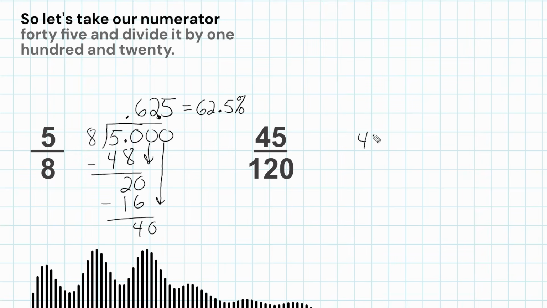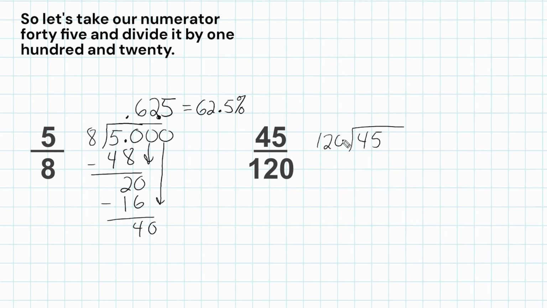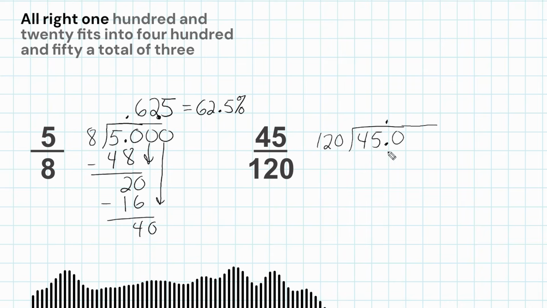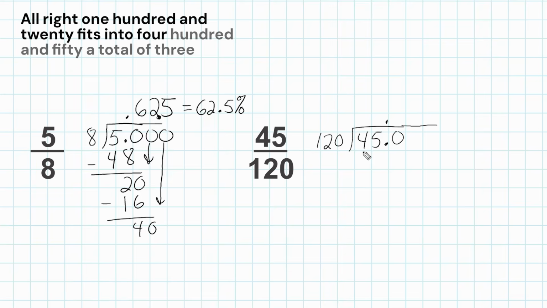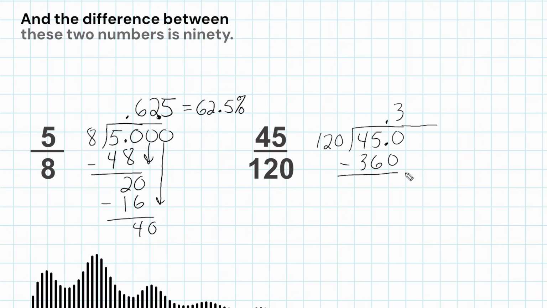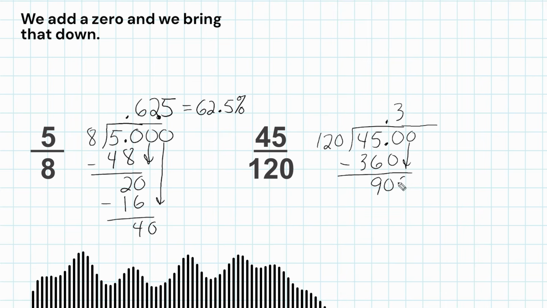All right, we're going to do the same thing with 45/120ths. So let's take our numerator, 45, and divide it by 120. And then we add our decimals here and here, and our 0, and begin dividing. All right, 120 fits into 450, a total of 3 times, which is 360. And the difference between these two numbers is 90. We add a 0, and we bring that down.